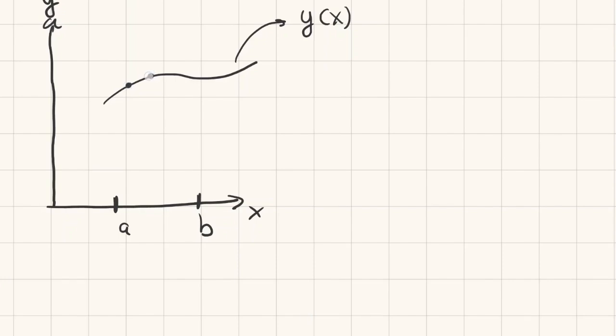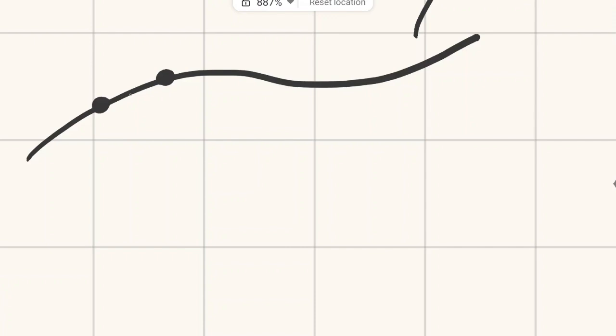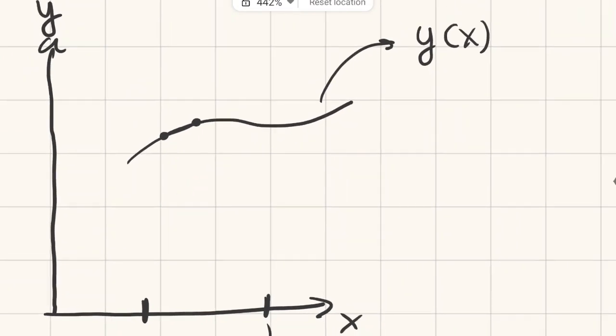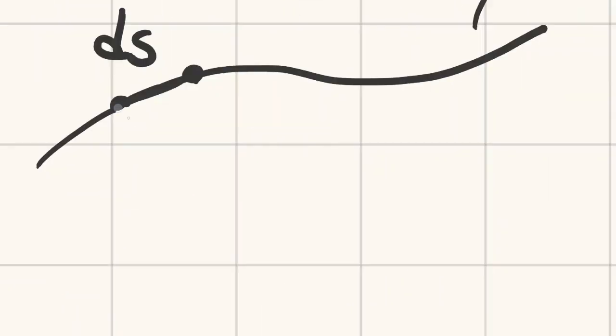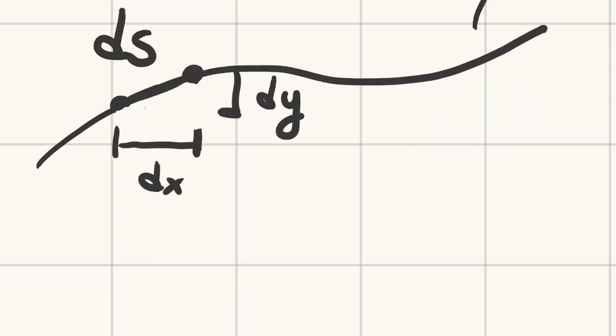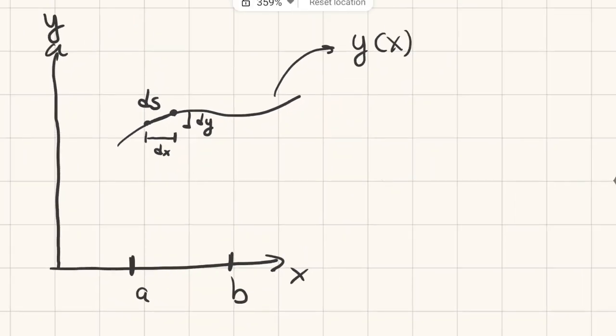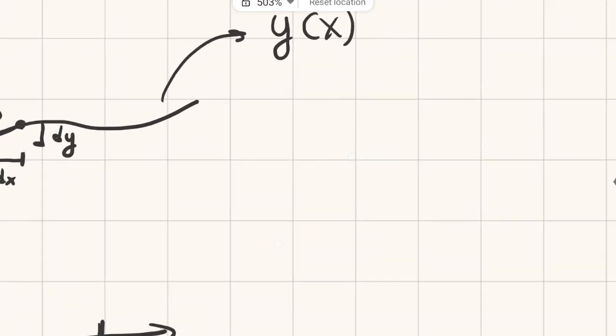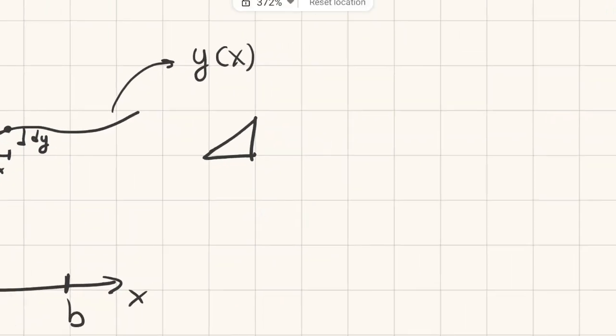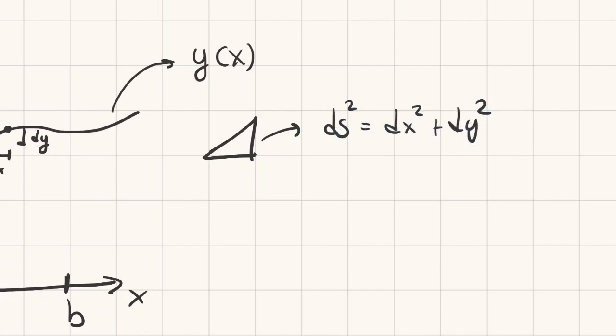Recall that we can sketch a piece of the curve like this, and we can name this differential piece as maybe ds, and we can see that this element will be a differential of x and this will be a differential of y, right? Just by looking at this in an infinitesimal way, we get kind of a right angle triangle, where we can establish the Pythagorean theorem in the next way. ds squared will be dx squared plus dy squared, right?